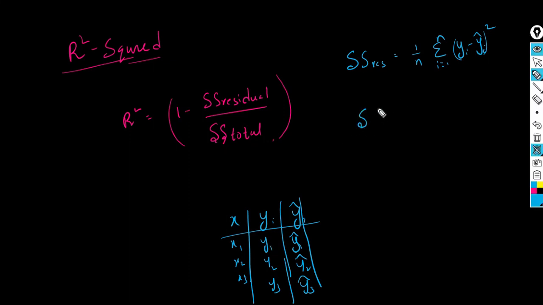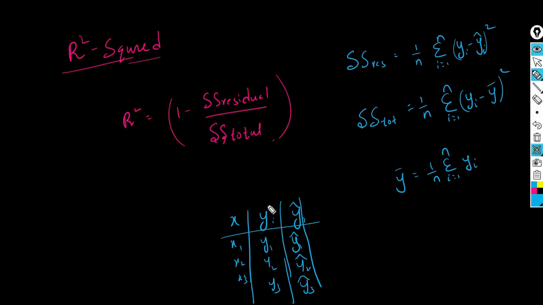And the SS total will be equal to 1 by n sigma i equal to 1 to n of (yi minus y bar) whole square. Here y bar is equal to the mean of yi. This is the SS residual and SS total.